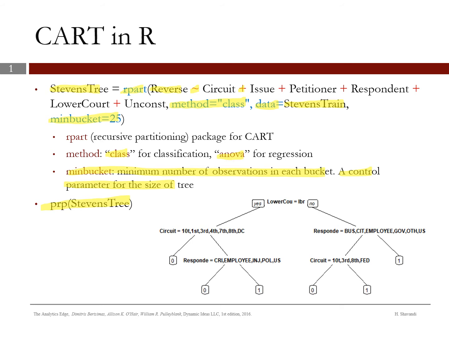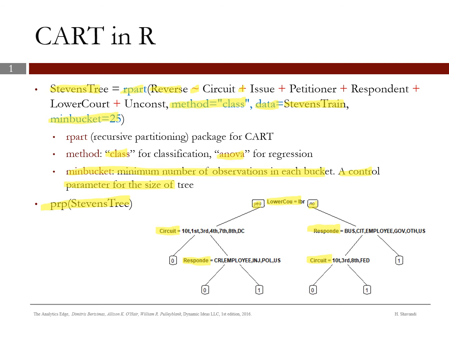So here we have the tree. The first independent variable for a split is LowerCourt. So LowerCourt equals liberal: yes on the left side, no on the right side. Then the second split is based on the variable Circuit. On the left side for the yes, and Respondent on the right side for the no. And again, Respondent here for the no on the Circuit, and again Circuit here for the yes for Respondent.